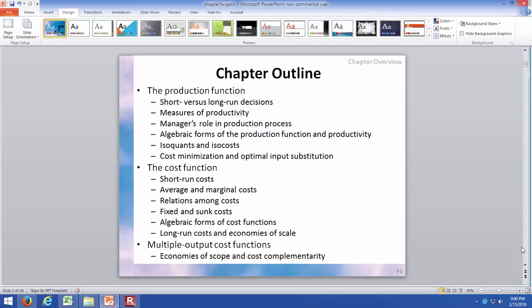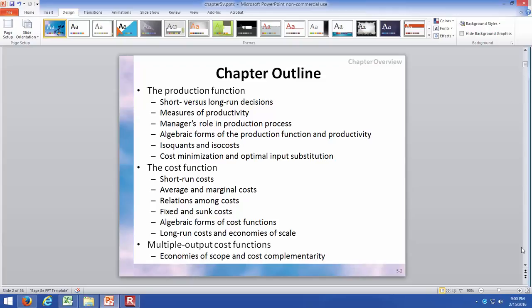We will talk about the measures of productivity, and we will also talk about the manager's role in the production process. We will talk about at least three different forms of the production function. We will talk about isoquants and isocost, and cost minimization and optimal input substitution.